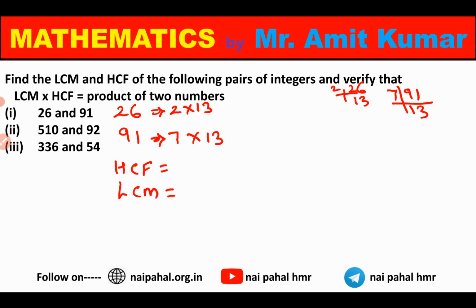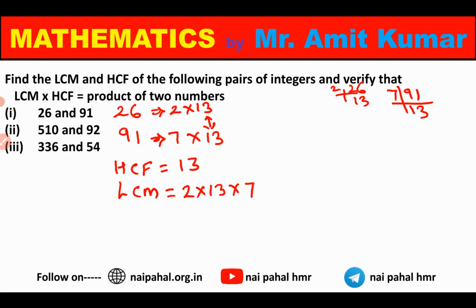We can also take out the common factors, and here 13 is the common factor. So HCF will be the greatest common factor, which is 13, and LCM will be 2 multiplied by 13 multiplied by 7.